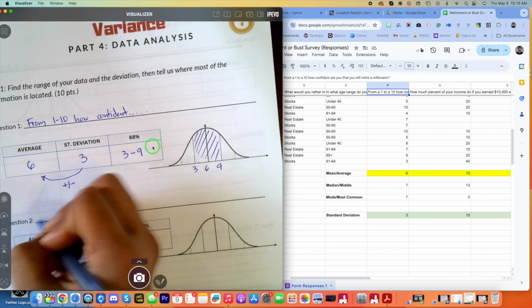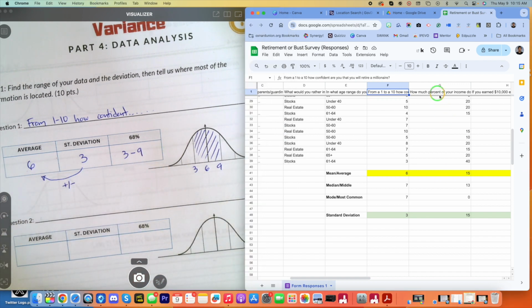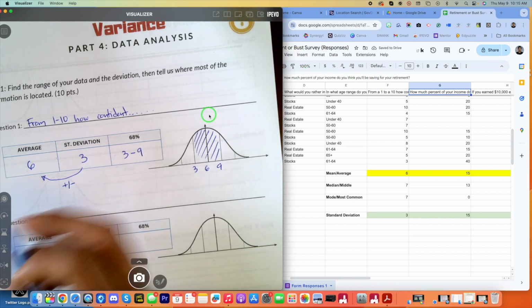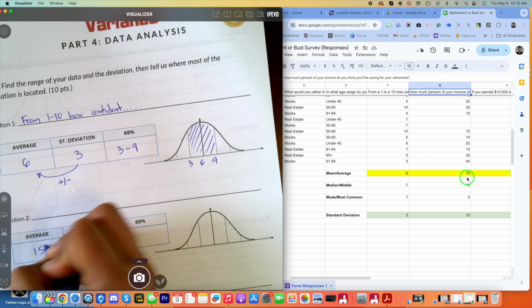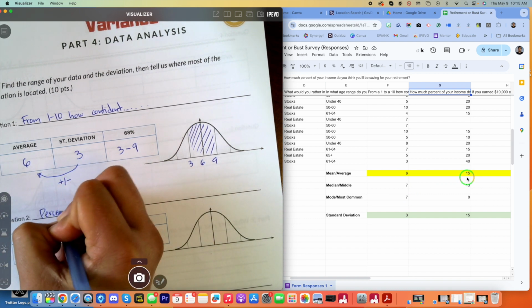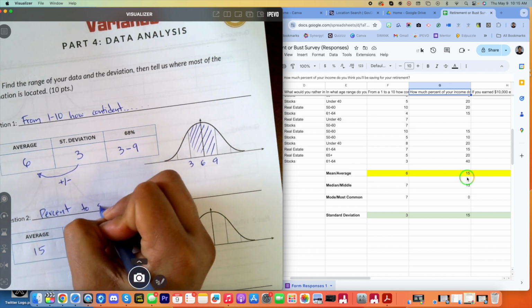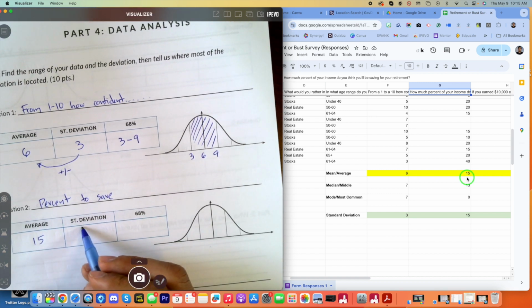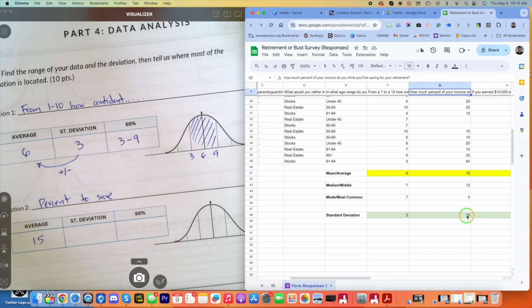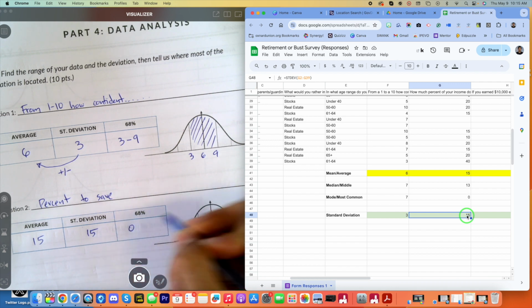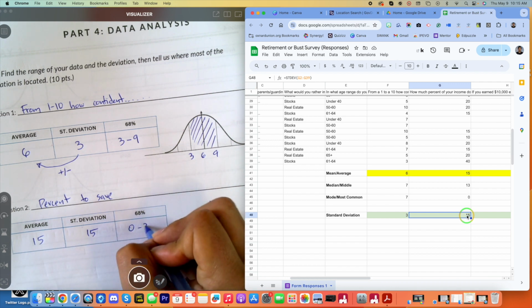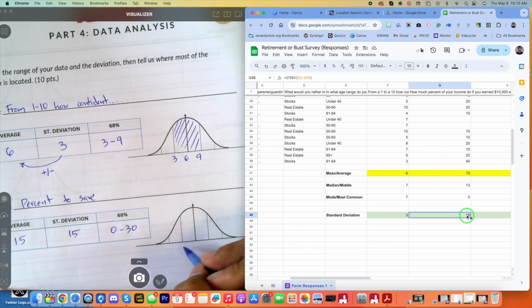What percent would you save? Okay, here's a question. How much percent of your income would you save? How much percent of your income you'll be saving for retirement? The average is 15%. So most people said they'll save about 15 percent. Standard deviation, this is interesting. It happens to be 15. So if I subtract 15 from 15, it's 0. If I add 15 to 15, that's 30. So most people are going to save between 0 to 30%.